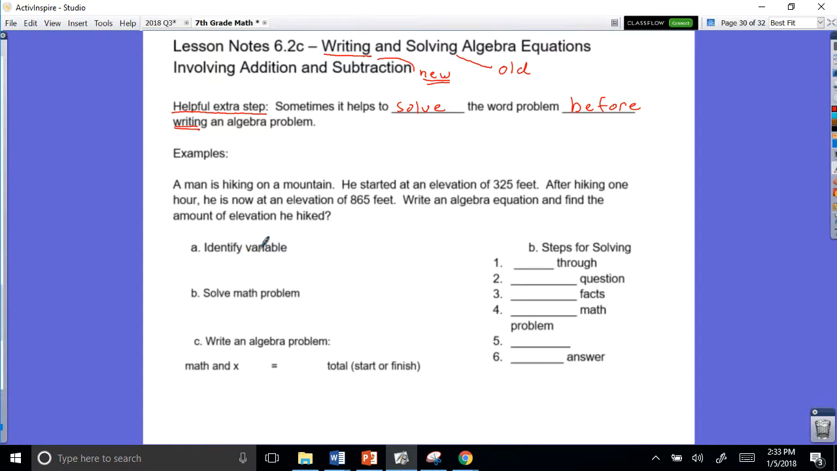Here's what we're going to do. We're going to identify the variable, the thing we don't know. The thing we don't know is the amount of elevation he hiked. That's the number this problem does not give us. For our variable, I'm just going to use x because that's a great variable to use. x is going to be the unknown elevation. That's the thing we don't know.